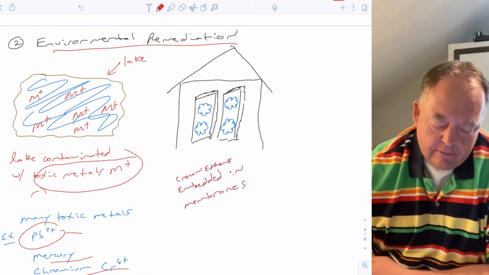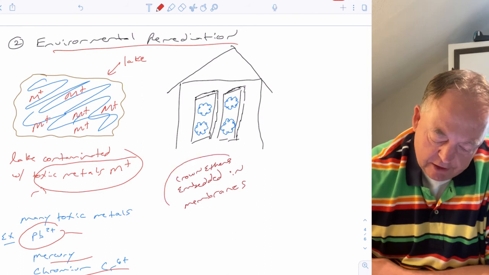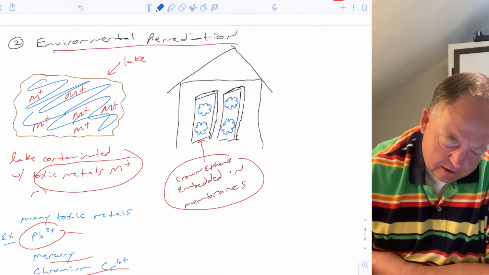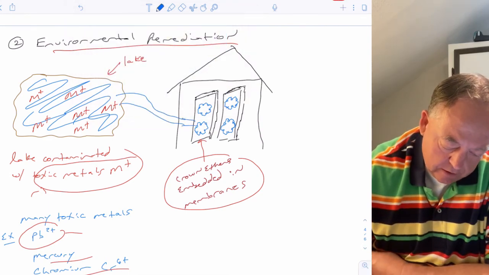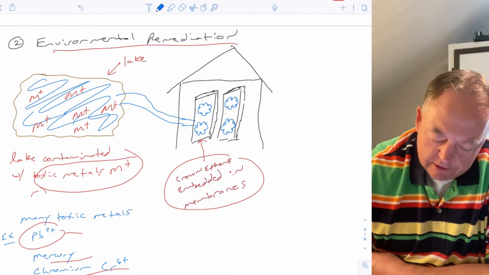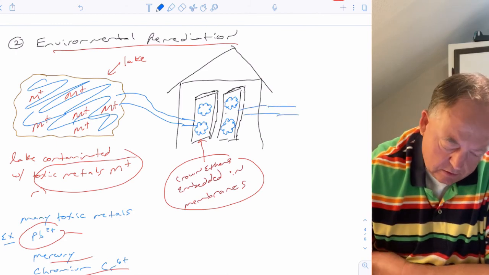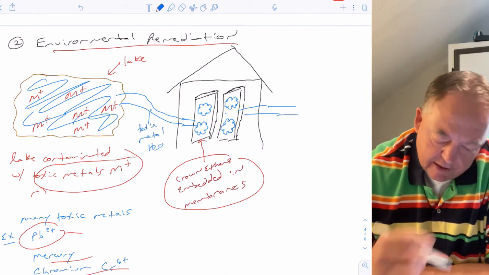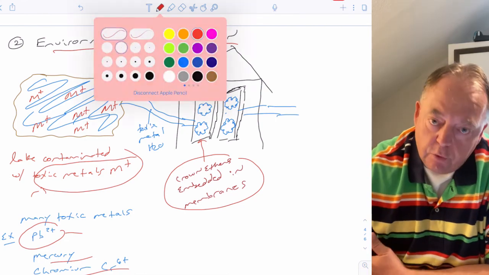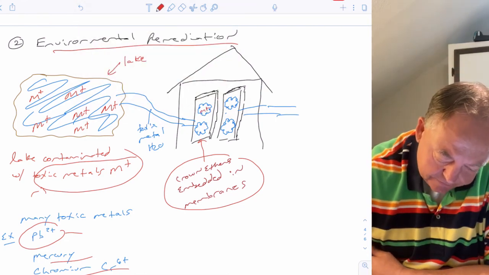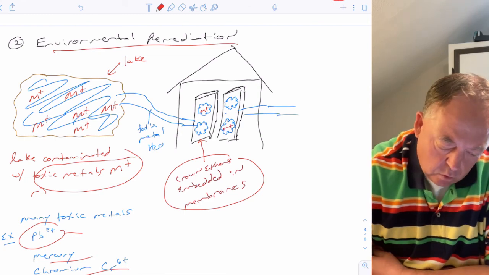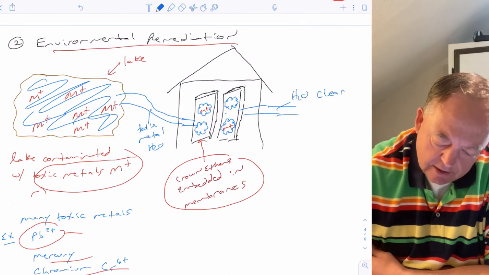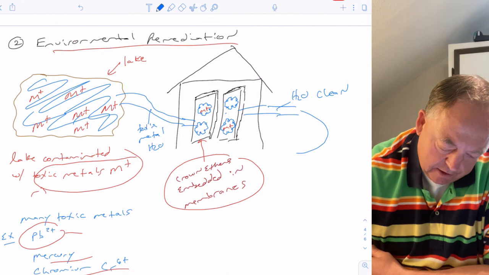So how do you get rid of the toxic metals? Well, one thing that could be done is you could take crown ethers and embed them in membranes, and then take the lake water and pump it through these membranes. What's going to happen is the crown ether is going to bind these metals, and so the water that comes out is now clean, and you can pump it back into the lake.